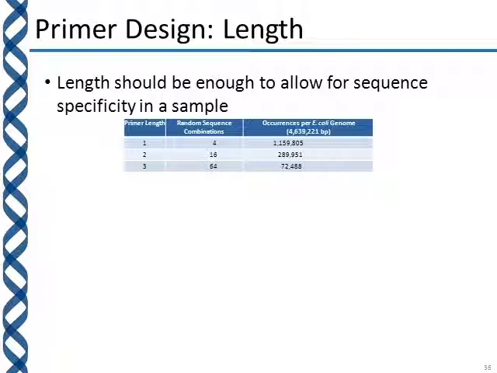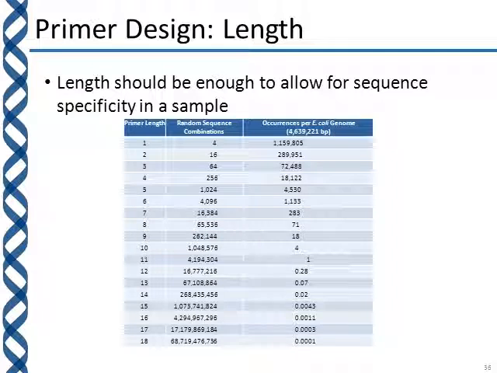So with 3, we would be doing the same thing. You'd end up with any given 3 nucleotide sequence distributed 72,000 times within the E. coli genome. So we can expand that out further, again, just using that formula of 4 to the n, where n is the primer length. And so you see for a primer length of 4, you'd have 256 combinations, which would occur 18,000 times, and so on.